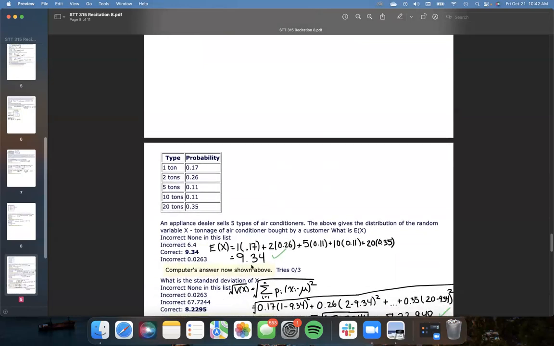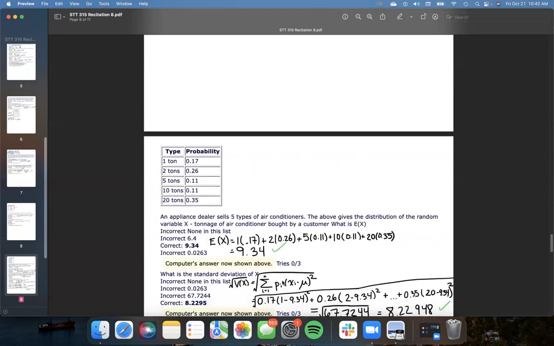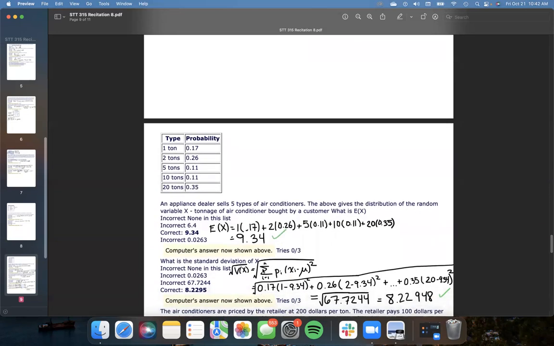The standard deviation of X is the square root of the variance. We are given that the variance is the sum from i equals 1 to n of pi times xi minus mu squared. So we're going to plug in all of the values in this sum here. Don't forget the square root. When i equals 1, P1 is the first probability.